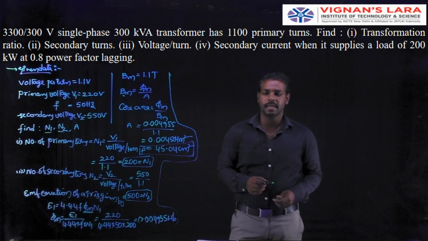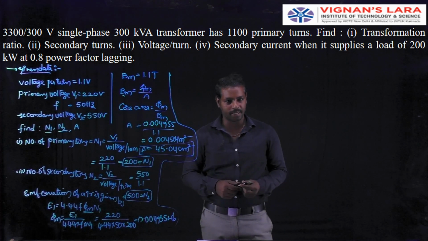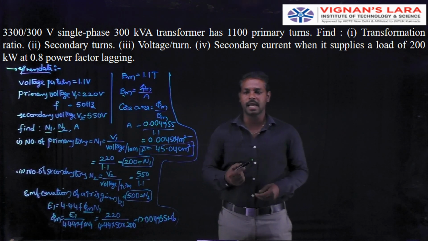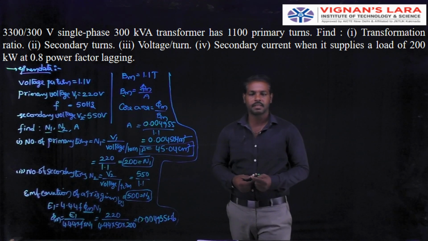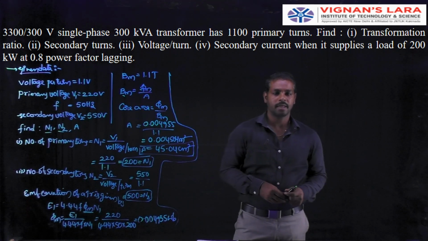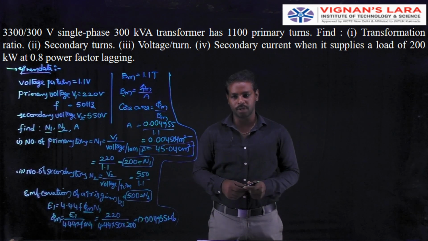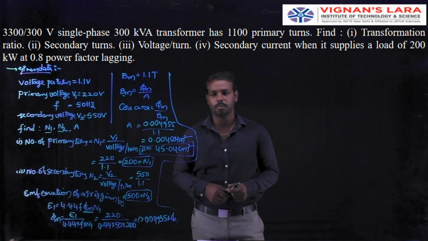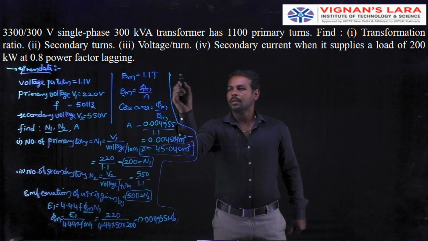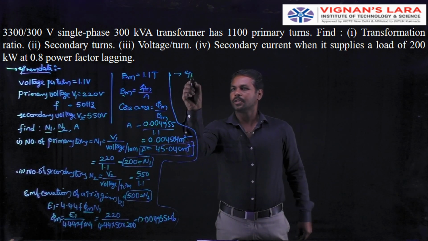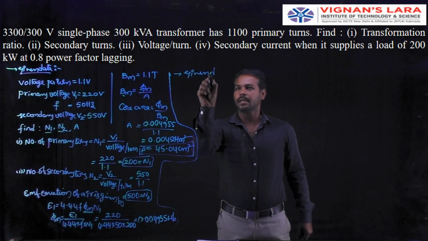So a 300 kVA transformer has 1100 primary turns. Find the transformation ratio, secondary turns, voltage per turn, and secondary current when it supplies a load of 200 kilowatts at 0.8 power factor lagging. So first of all, we are writing the given data.